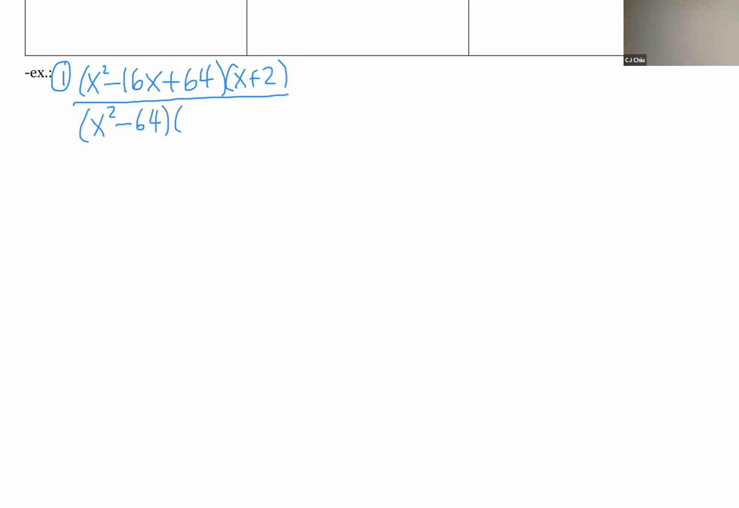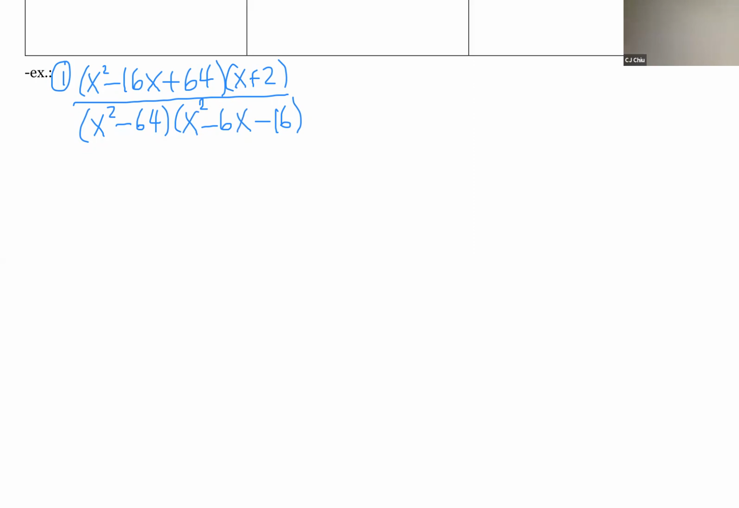So what if we just had one rational expression and we want to simplify? So x squared minus 16x plus 64 times x plus 2 over x squared minus 64 times x squared minus 6x minus 16. Let's clean this up a little bit. So that was x squared and minus 16, okay?